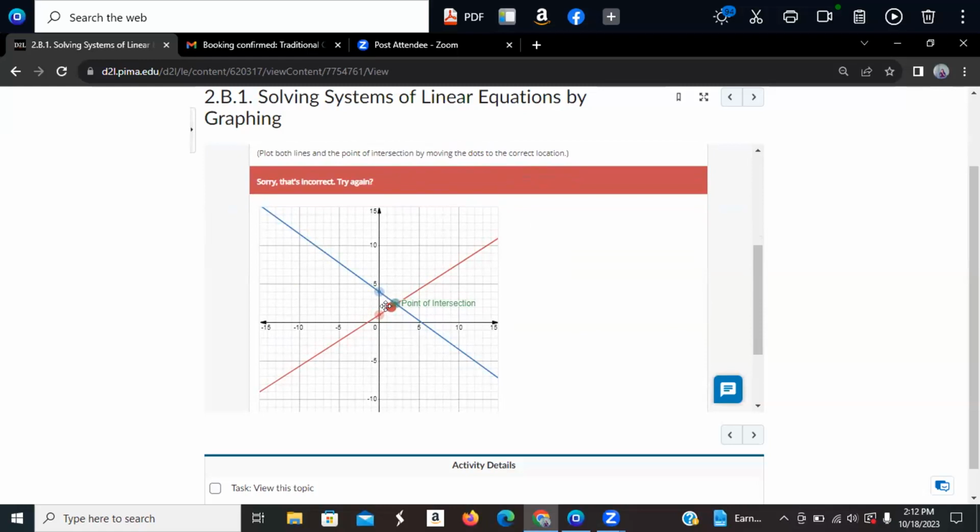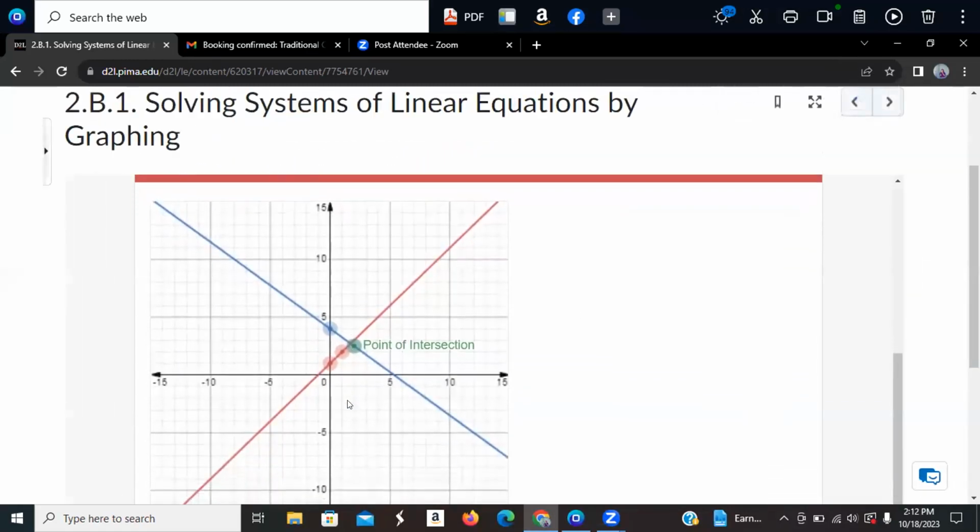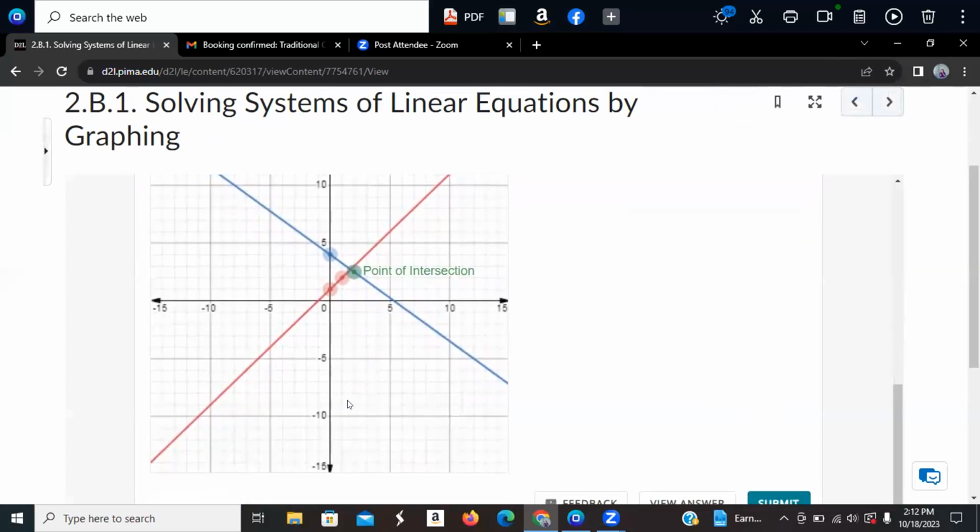Why does it so? So your point of intersection doesn't look quite right. I don't know if there's a way to zoom in. I mean, I'm looking as close as I can. It doesn't look to me like it's 2, 3. It looks to me like you've got to move your point of intersection.